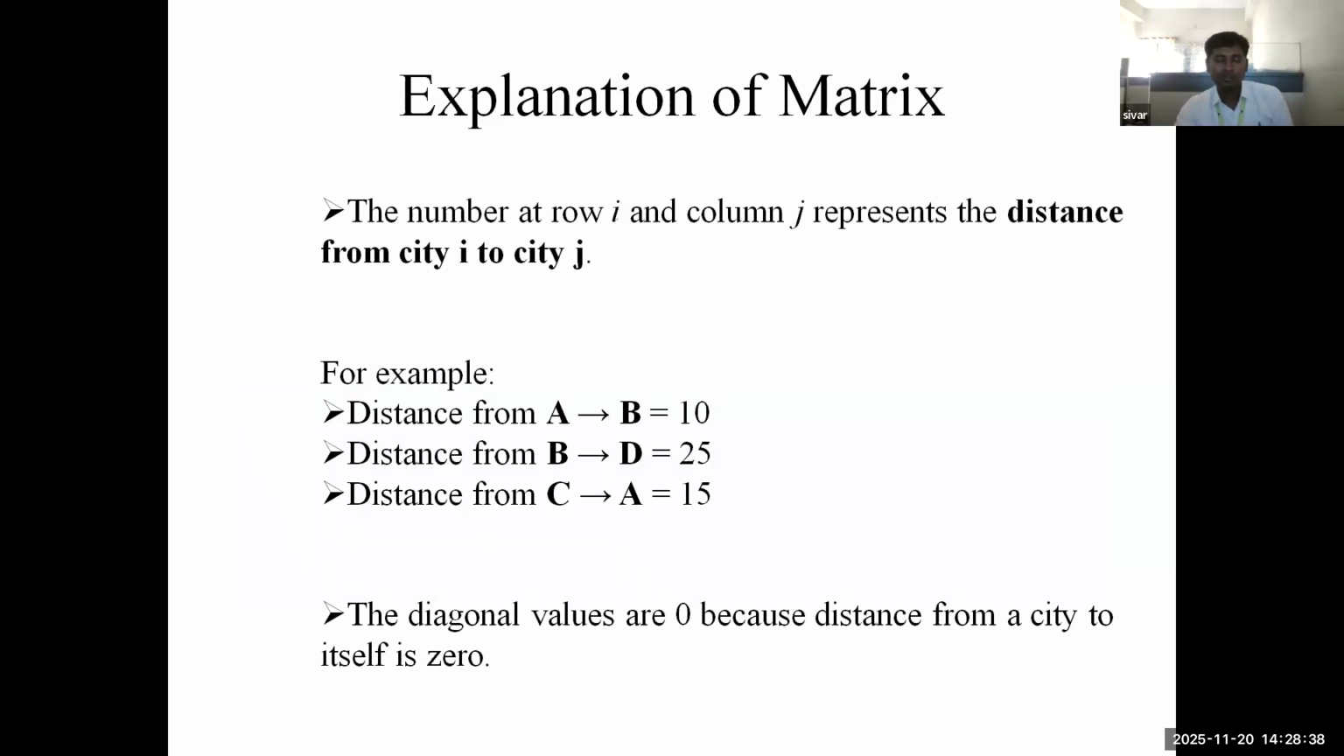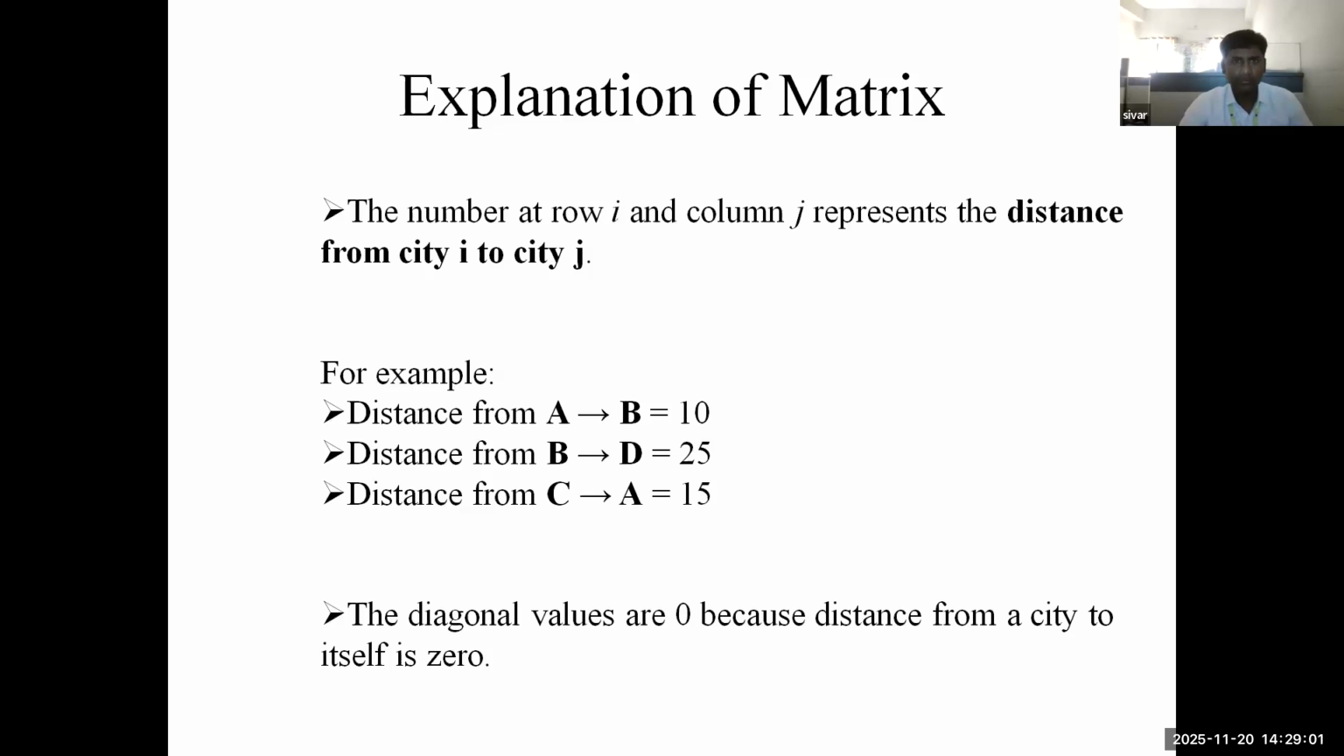Here is the simple explanation of a matrix. Here the number of rows and columns corresponds to the distance from city I to J. For example, in that matrix, the distance from A to B is 10, from B to D is 25, and from C to A is 15. All diagonals are assumed to be zero because the distance from a city to itself is zero.